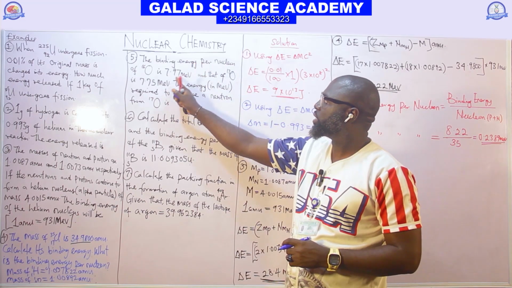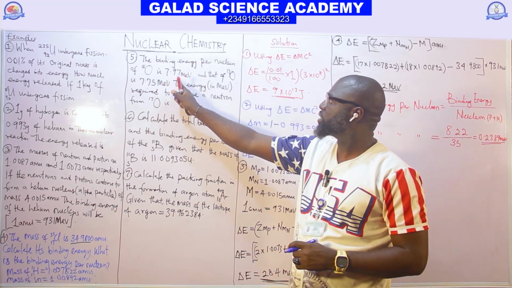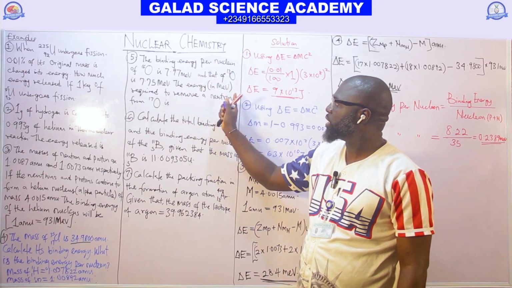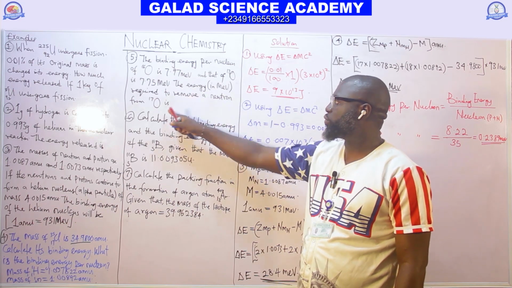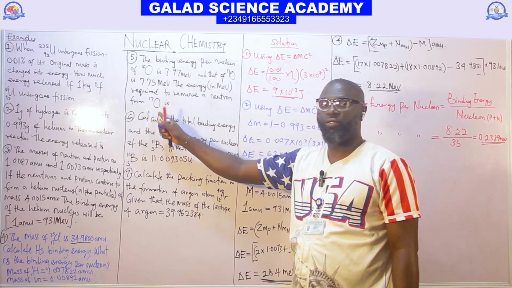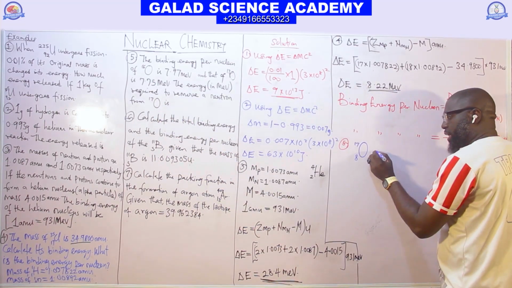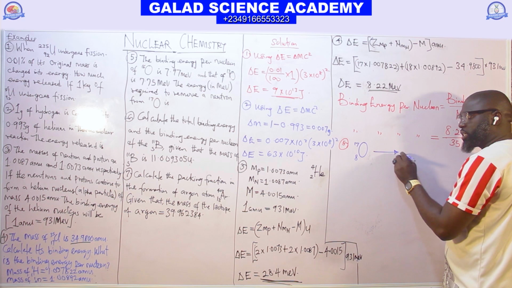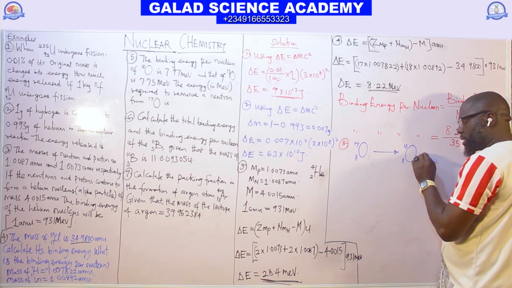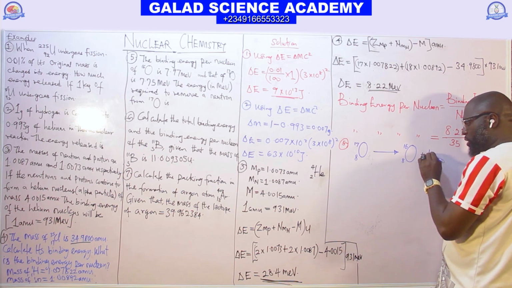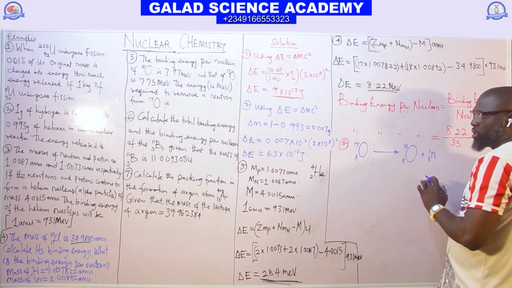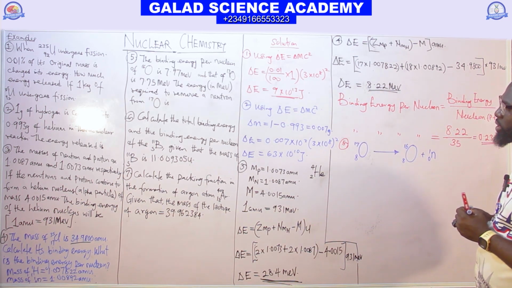The binding energy of the nucleus, and the energy required to remove a neutron from it, tells us that this 16 comes from oxygen 17. So we have it at the reactant side. At the product side, we have oxygen 16 plus a neutron. If we add this one plus this, it gives me this.